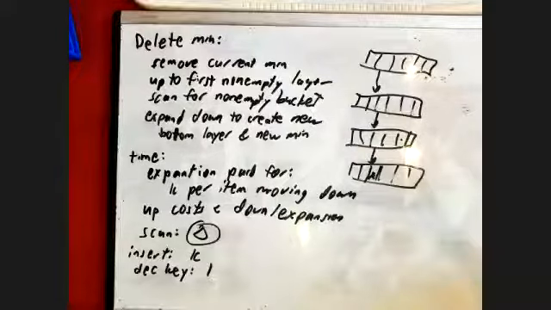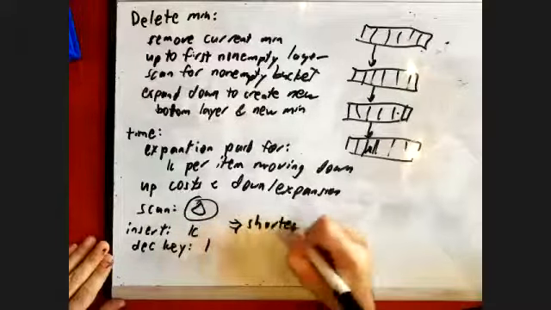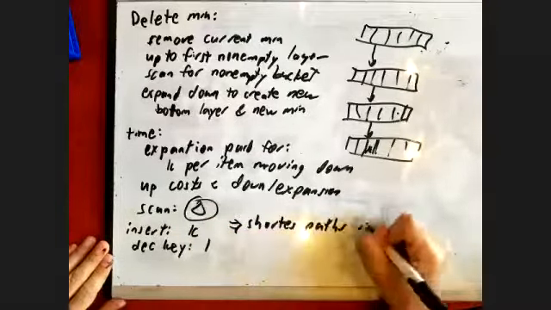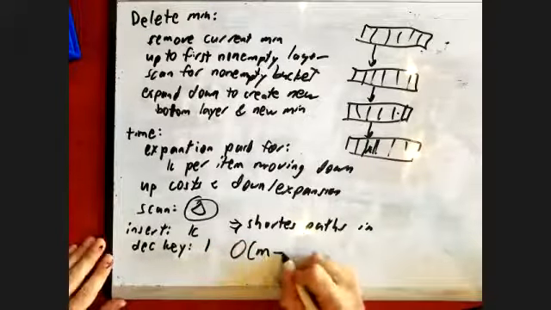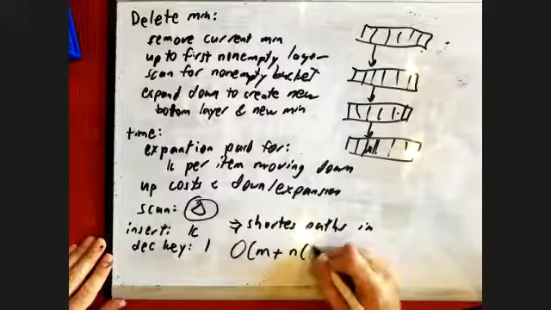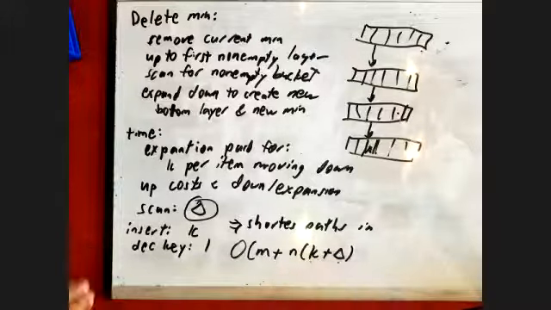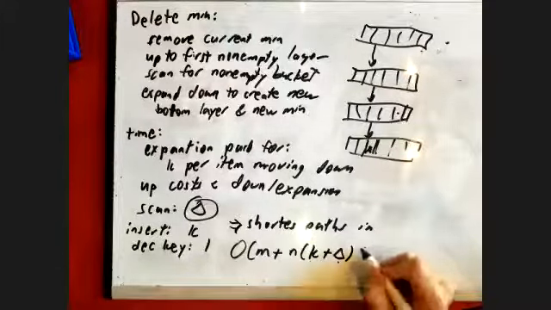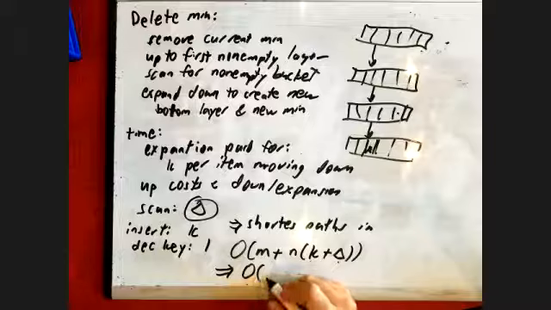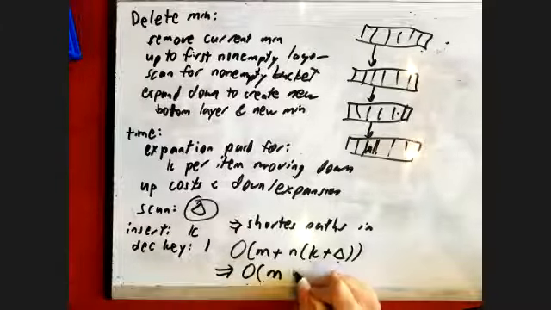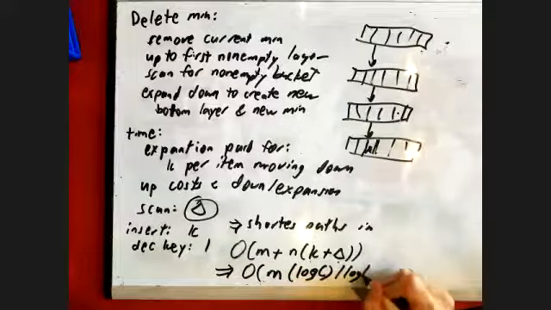So if you put all that together, you get shortest paths in order m time, that's the decrease keys, plus n times k plus delta, because you do one insert and one delete min per item. And when you balance that out, you get a runtime of order m times log c divided by log c.